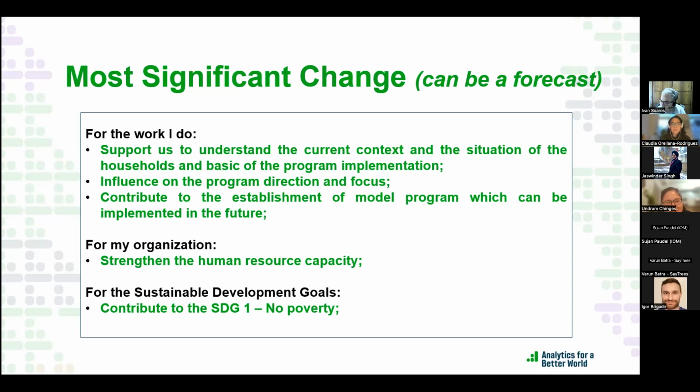And regarding my organization, it also contributed to strengthening human resources and capacity, like skills, as in my case. And regarding the sustainable development goals, it can contribute to sustainable development goal one, which is no poverty, because this big program is also focusing on reducing poverty in Mongolia.